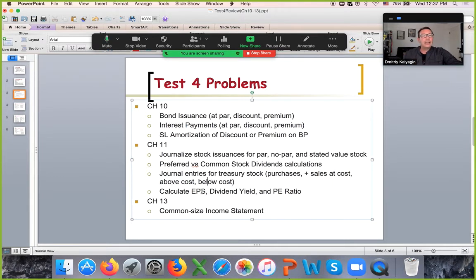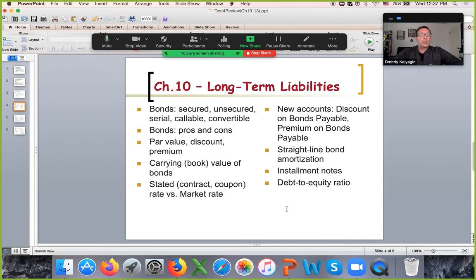I will also ask you to calculate earnings per share, dividend yield, and the price to earnings ratio. In Chapter 13, I will only ask you to complete one problem, common size income statement. So if anything is not here, it means you will have a fair chance to get multiple choice questions on other concepts. And so you can see the concepts for Chapter 10 right here.